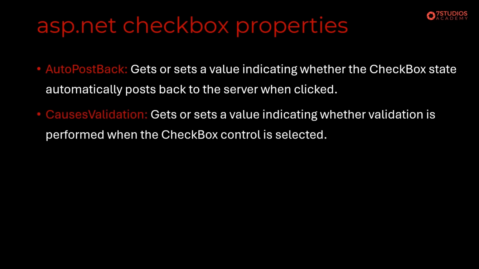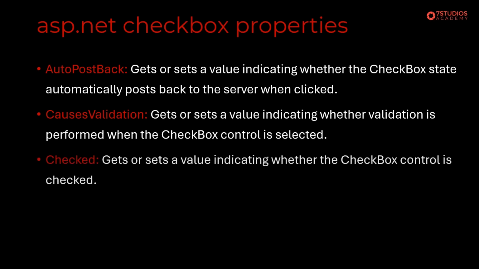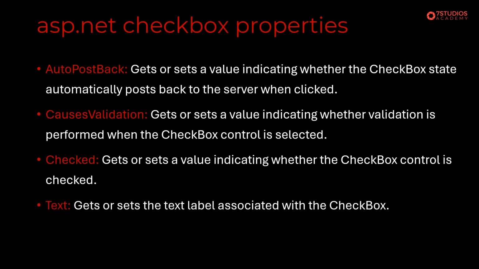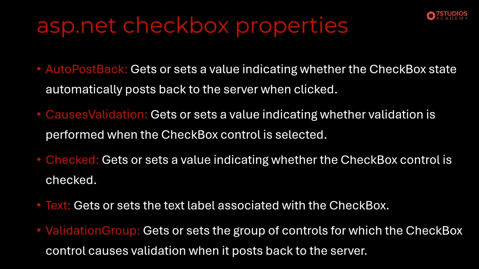Now we have CausesValidation. This gets or sets the value indicating whether validation is performed when a checkbox control is selected. Checked property. This gets or sets the value indicating whether a checkbox control is checked. Text property. This gets or sets the text label associated with the checkbox. ValidationGroup. This gets or sets the group of controls for which the checkbox control causes validation when it's posted back to the server.